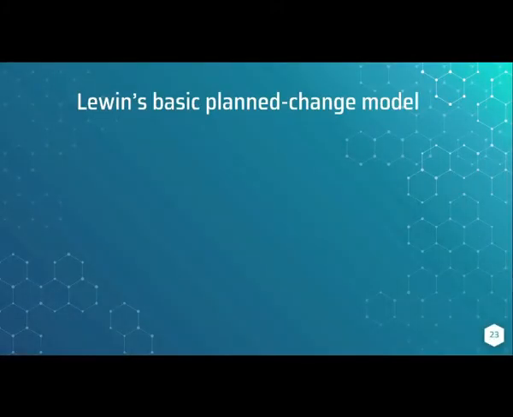Lewin's basic planned change model. We have three stages: unfreezing, changing, and refreezing. Unfreezing involves overcoming inertia and dismantling the existing mindset. Defense mechanisms or resistance patterns have to be bypassed. Measuring the perceptions of those who will experience the change is an important part of this stage.